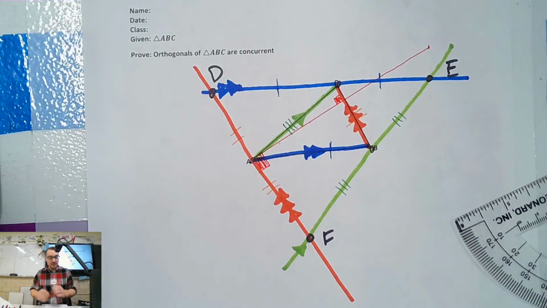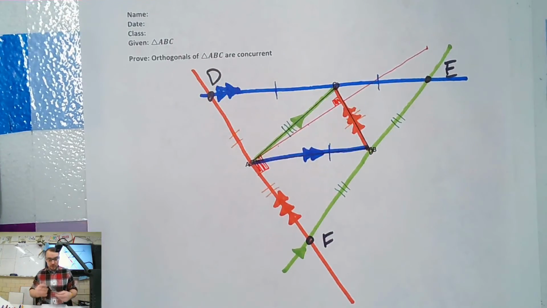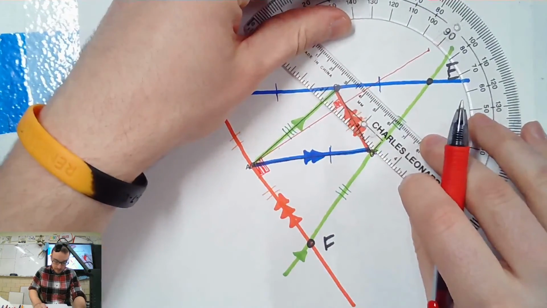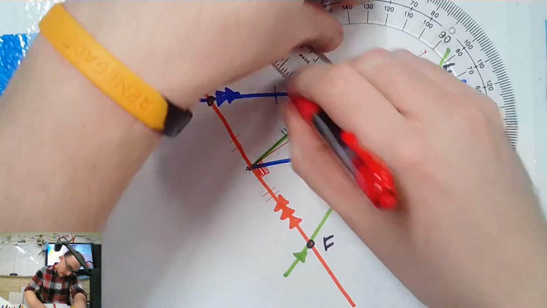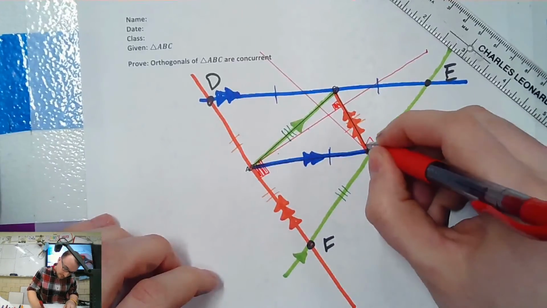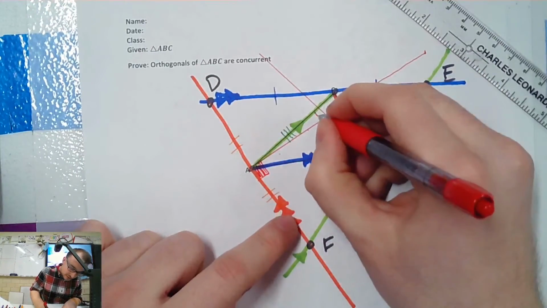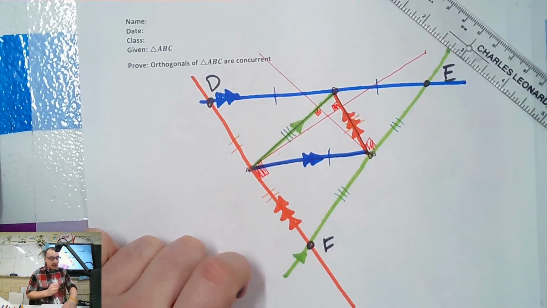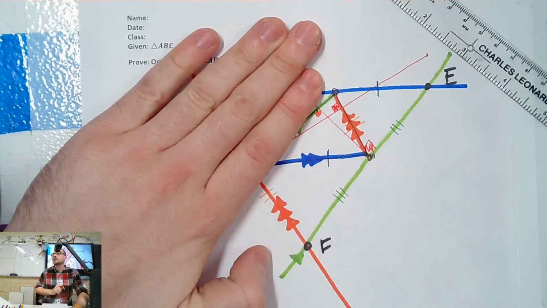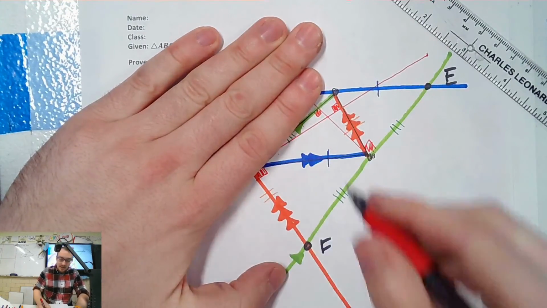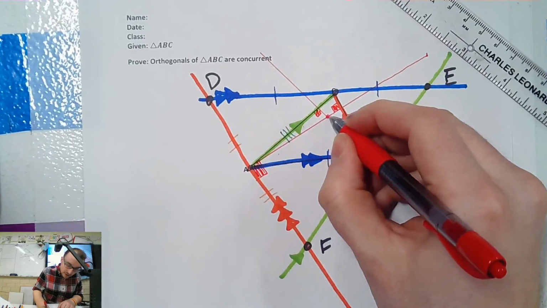Right? Okay. I'm going to draw another perpendicular bisector here. Totally allowed to do that. Then you have two parallels, transversal. If that's 90, then this is 90. Isn't that an orthogonal of my small triangle? It is. The orthogonals all intersect here.